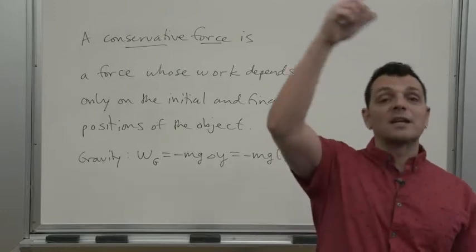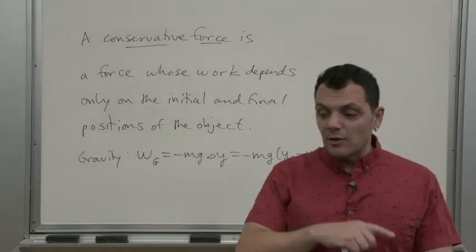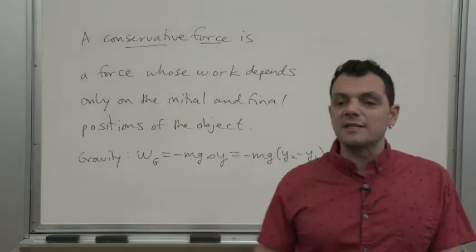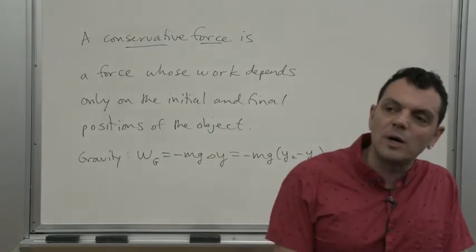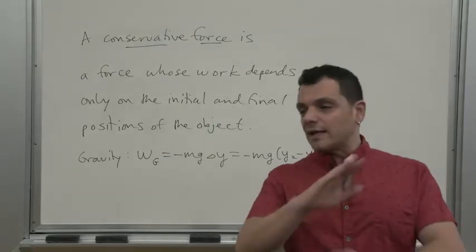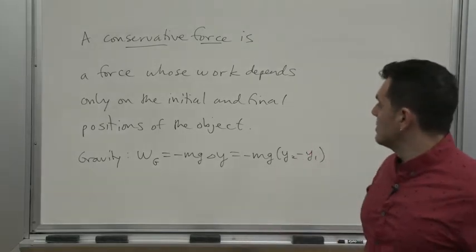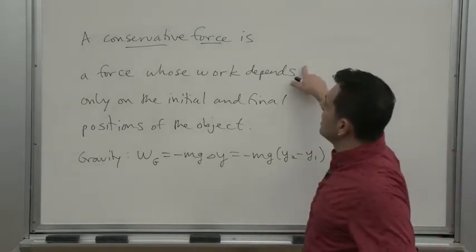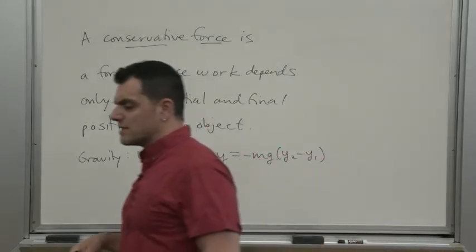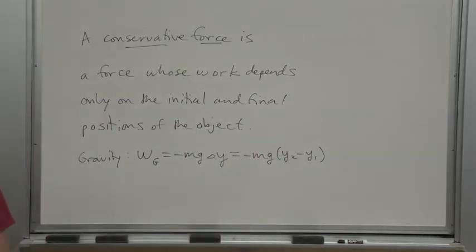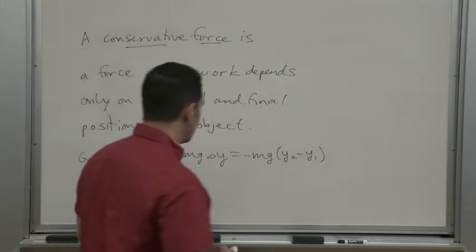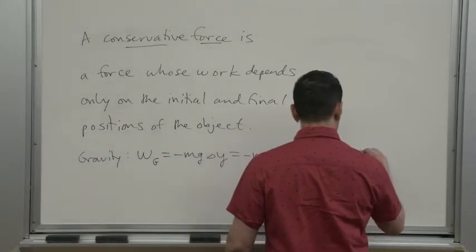We can overshoot and then come back down to y2. We can go in a straight line. We can go in a curvy line. It doesn't matter. If you know the initial value of y and the final value of y, then done. You know what the work is that's done by gravity. So this follows the definition of conservative forces. So gravity is conservative.